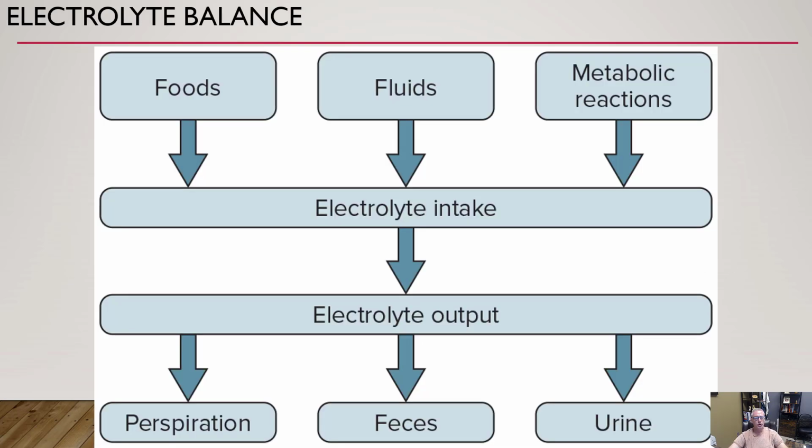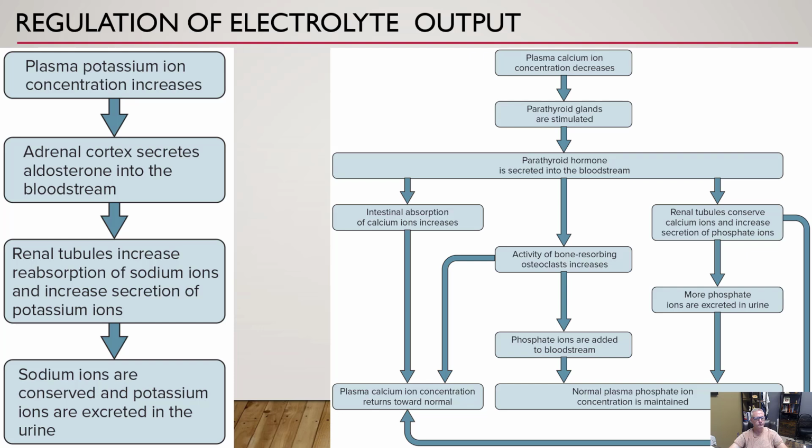All right, so electrolyte balance. This is just a slide that shows that we can take in electrolytes and they go out through perspiration, feces, and urine. Here you can see just kind of what happens with our regulation of electrolytes, with potassium, aldosterone, what happens with our sodium, potassium, parathyroid hormone.